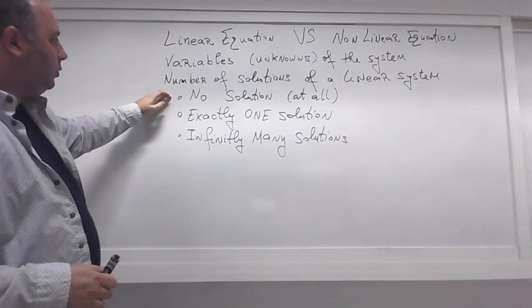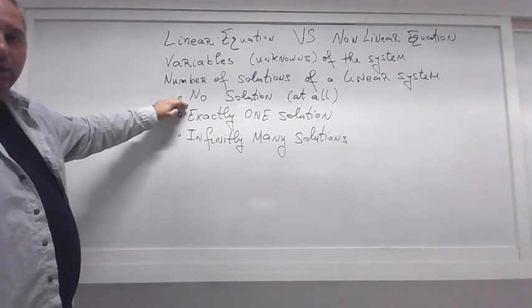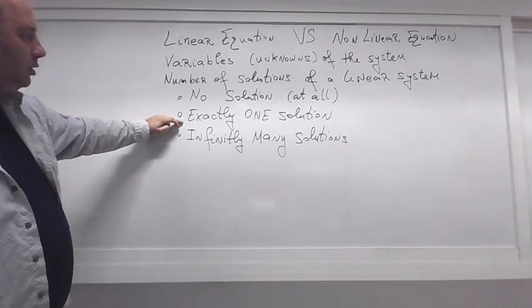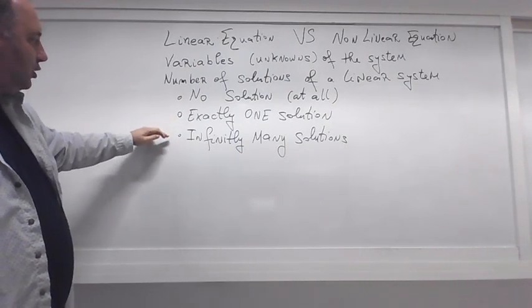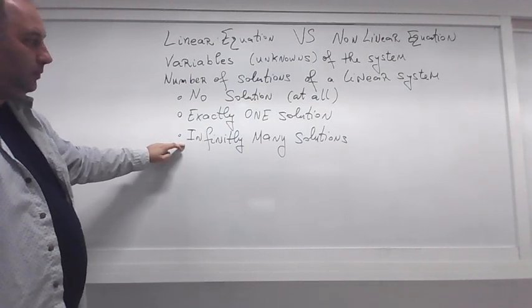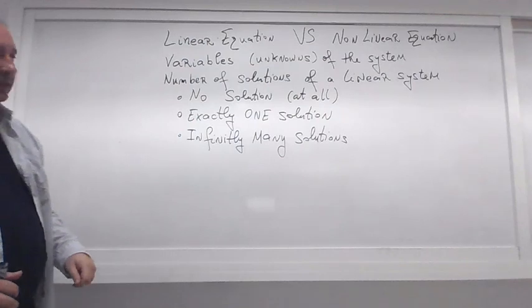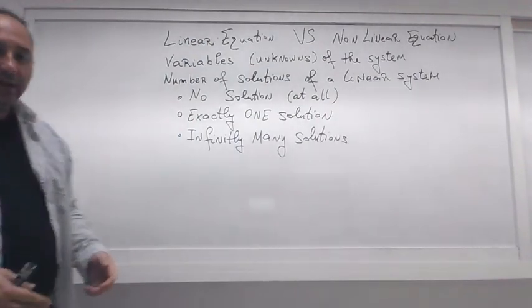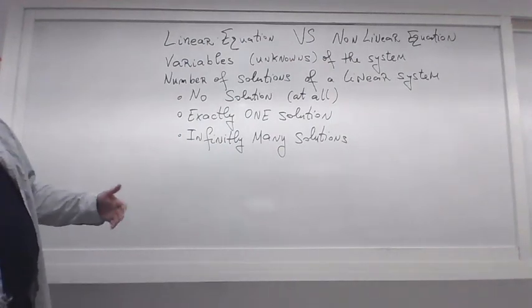Regarding their solutions, either we have a linear system with no solution at all, or a linear system can have exactly one solution, and the last option is the linear system has infinitely many solutions. This means that our linear system cannot have, let's say, 2 solutions or 3 or 7. There are only 3 options.